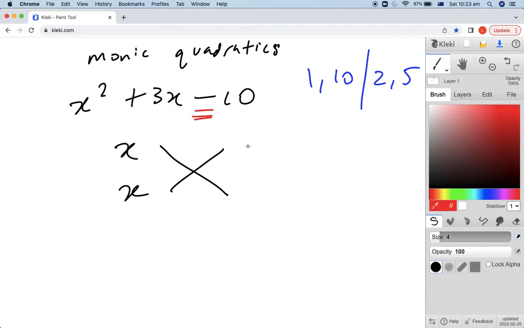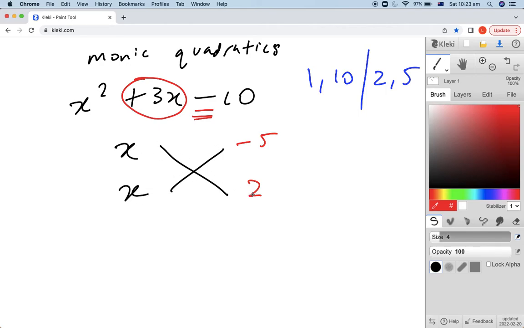So using, let's say, minus 5 to start with and positive 2, minus 5 times 2 gives us negative 10, which satisfies this side. But now what we want to work on is to make sure that the plus 3x here is also satisfied. So that's when we use the diagonals again.